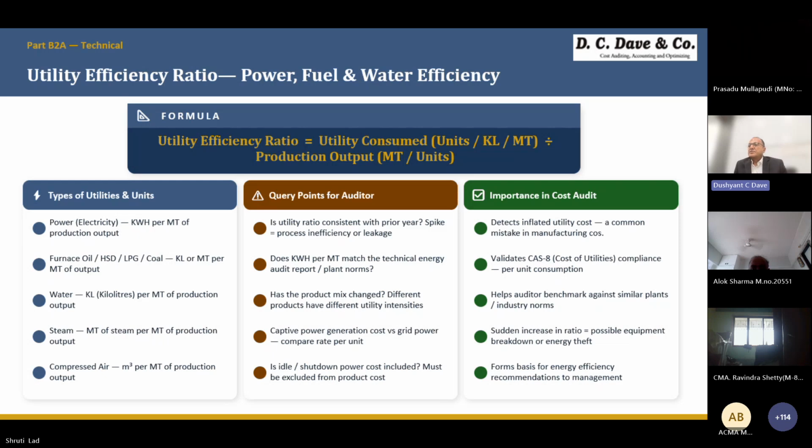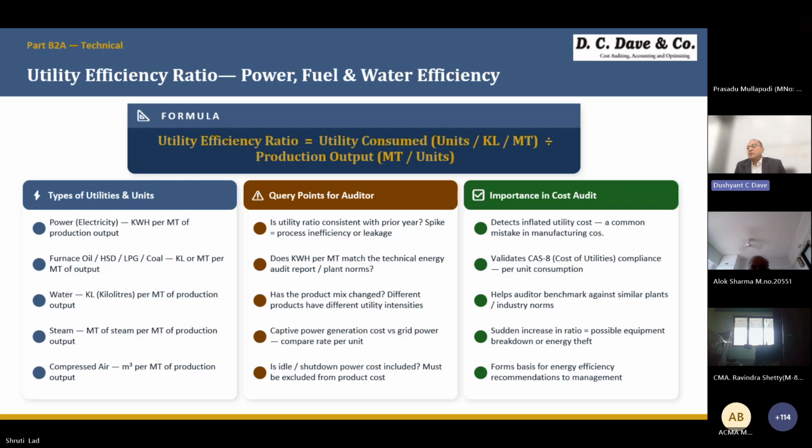In each one I've said what the query points to the auditor should be. For example, you are writing: is the utility ratio consistent with the prior year? Does kWh per MT match the technical energy audit report? Has the product mix changed? Captive power generation cost versus grid power? Is idle shutdown power cost included? It must be excluded from product cost. So you should not include the shutdown power plant.